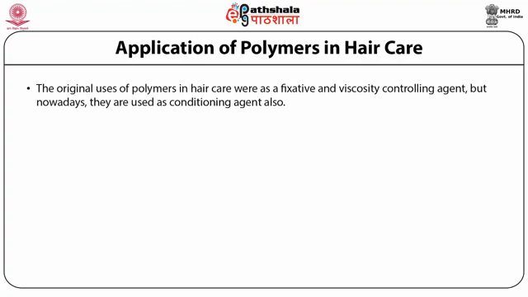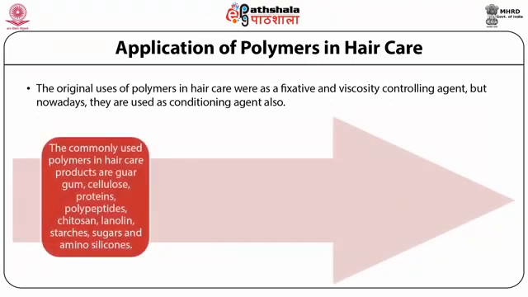The original uses of polymers in hair care were as a fixative and viscosity controlling agent, but nowadays they are used as conditioning agents also. The commonly used polymers in hair care products are guar gum, cellulose, protein, polypeptides, chitosan, lanolin, starches, sugars, and aminosilicones. Polymers are used as a primary ingredient or adjunct in shampoos, conditioning products, styling products, lotions and gels, and hairsprays.